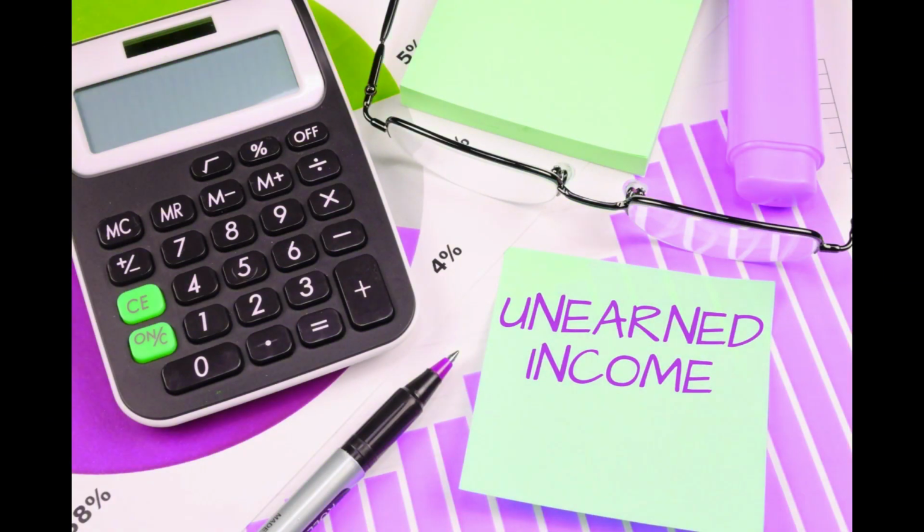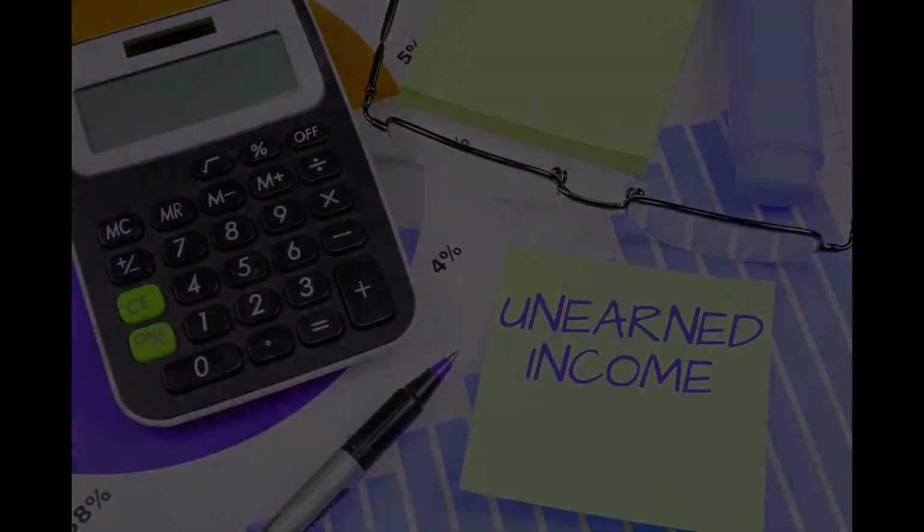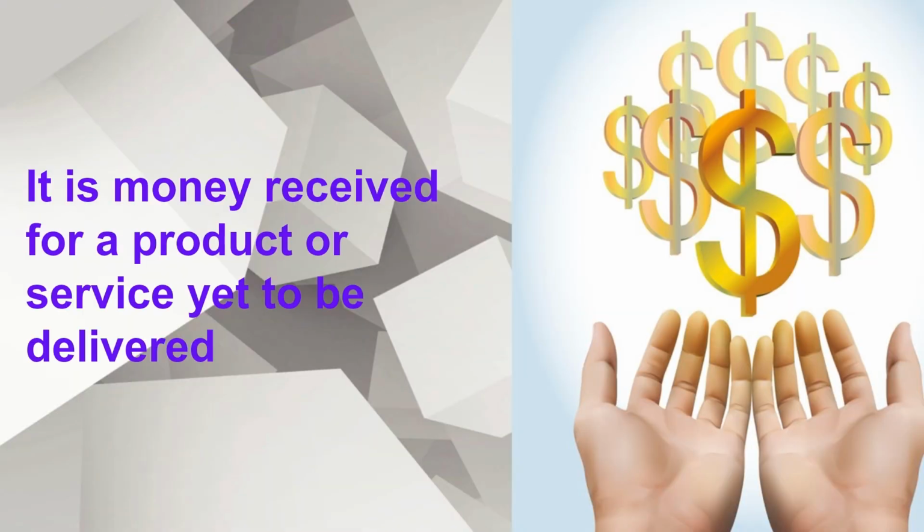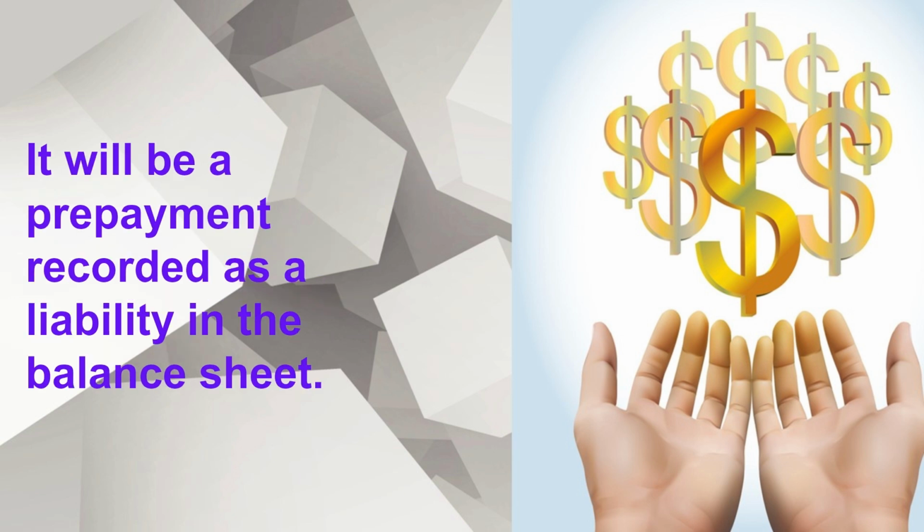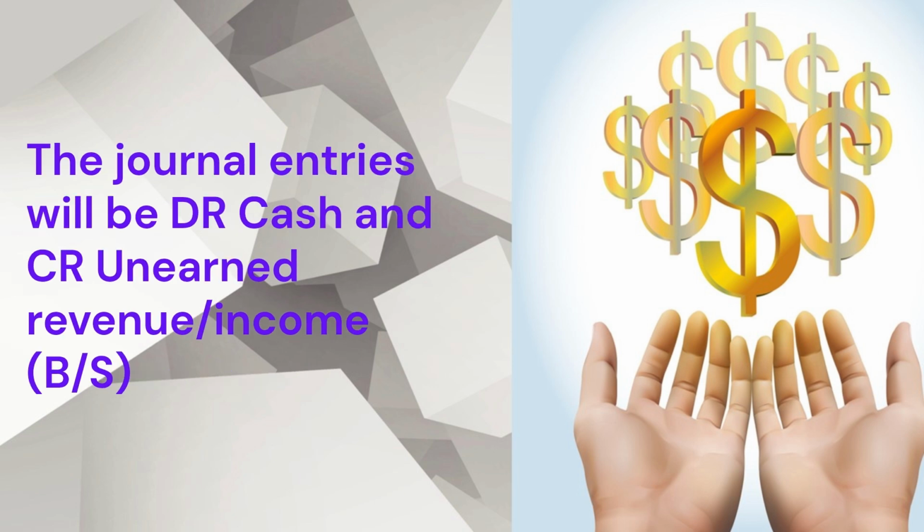Unearned income. What is unearned income? It is money received for a product or service yet to be delivered. It will be a prepayment recorded as a liability in the balance sheet. The journal entries will be debit cash and credit unearned revenue or income.